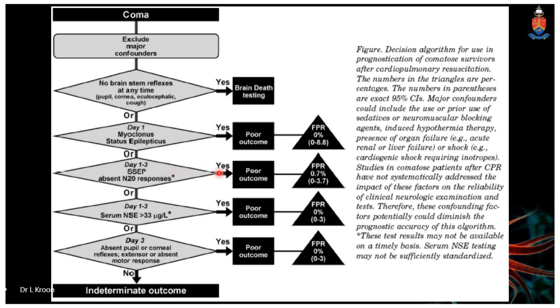An elevation of serum neuron-specific enolase of greater than 33 micrograms per liter also predicted a poor outcome. And finally, just reiterating the importance of pupillary responses at day 3, an absent pupillary response or an absence of motor responses again indicated a poor outcome.